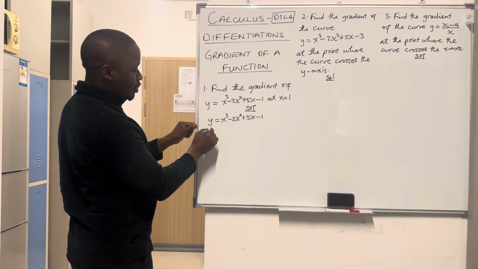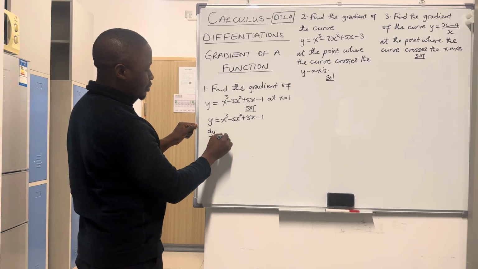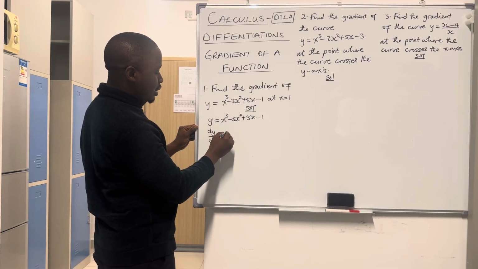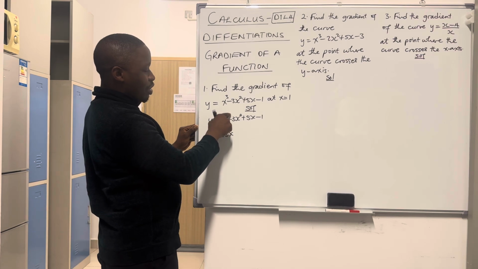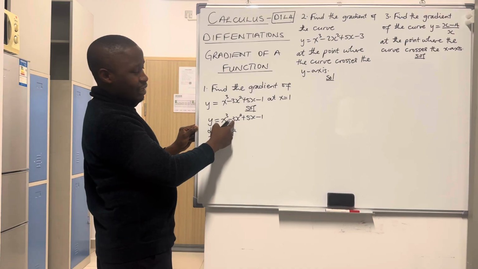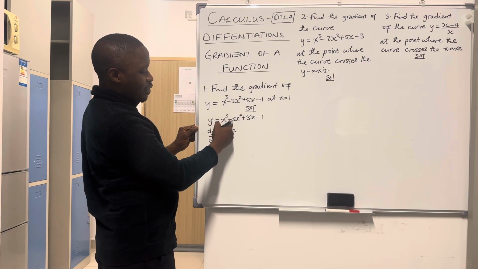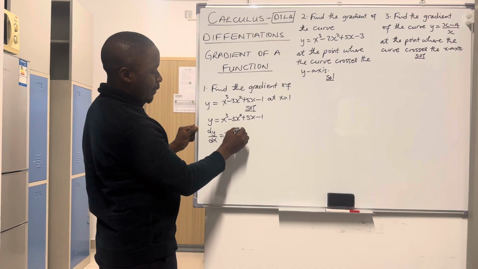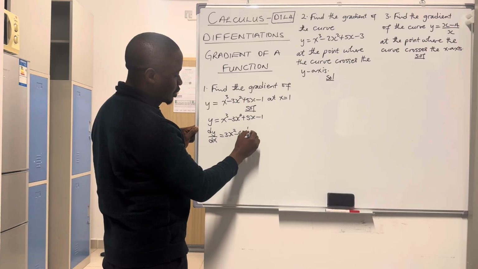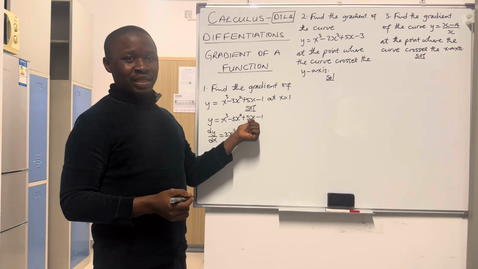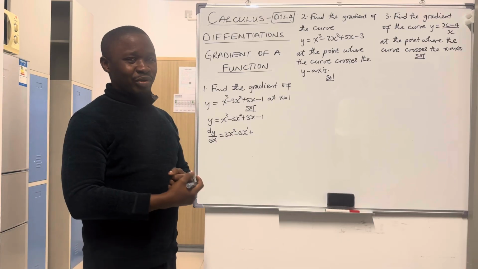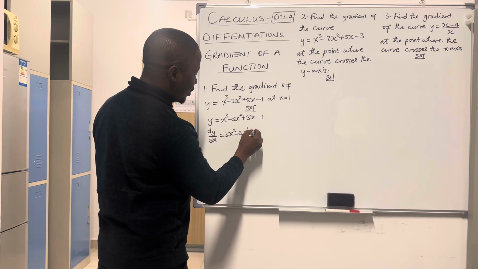So we say dy upon dx. The power is 3, the coefficient is 1. So 3 times 1 is 3. We write the base. When we say 3 minus 1, it remains 2. The coefficient is minus 3. The power is 2. 2 times minus 3 is minus 6. So when we say the power minus 1, we have 1. So whenever we differentiate 5x, it is 5. 10x is 10. Minus 8x is minus 8. So this is just 5.